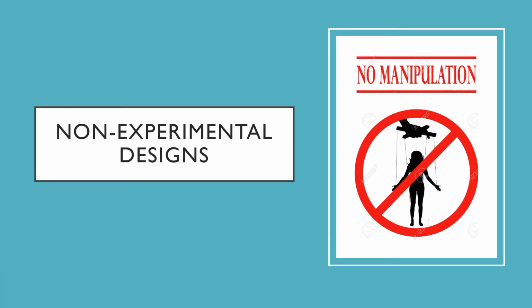Non-experimental research. Researchers who are simply interested in describing characteristics of people, describing relationships between variables, and using those relationships to make predictions can use non-experimental research. Using the non-experimental approach, the researcher simply measures variables as they naturally occur, but they do not manipulate them.